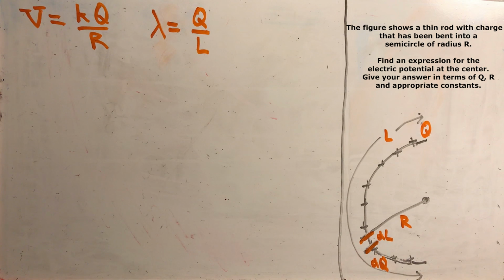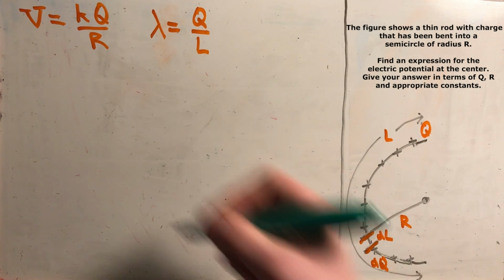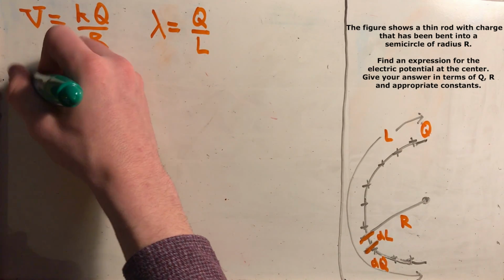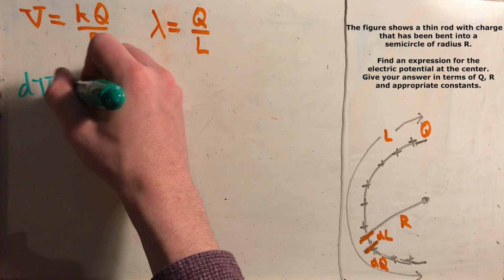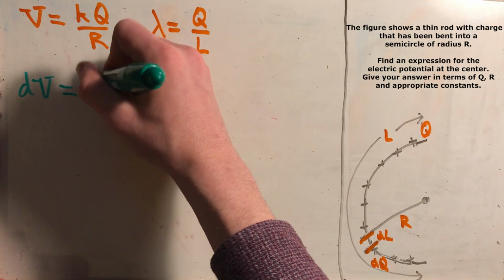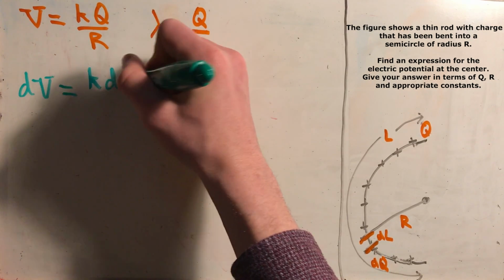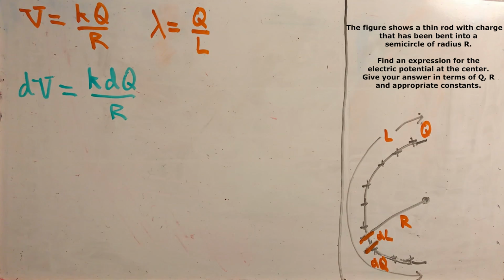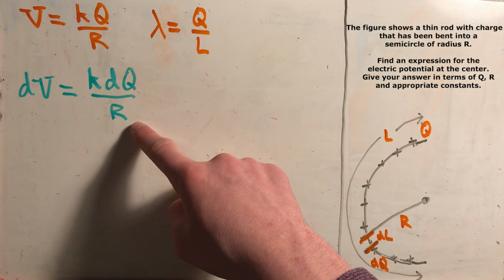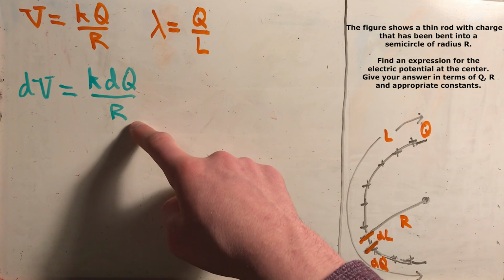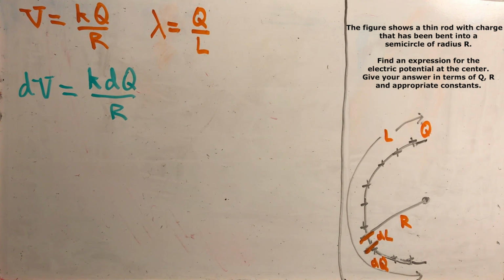Now, to show this in our electric potential equation, we can differentiate both sides to get dV. dV equals K dQ all over R. Well, in many problems, we have seen that r, which is the distance away from the charge, changes. In this case, it is a constant.